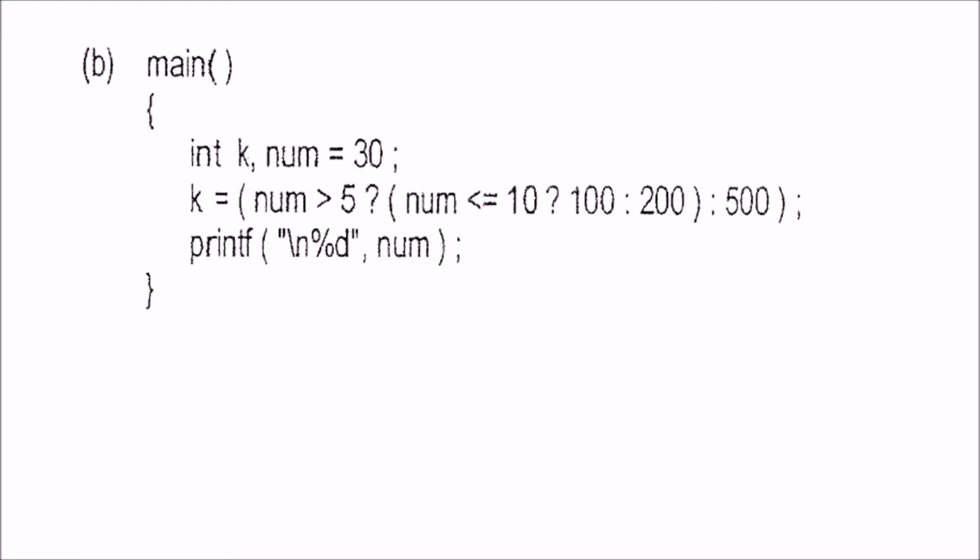Num greater than 5. If num is greater than 5, so 30 is greater than 5. No problem with that. So this will be executed, this will not be. This is a question mark. If this condition is true, the left-hand side of the colon will be executed. Otherwise, the right side of the colon is to be executed.